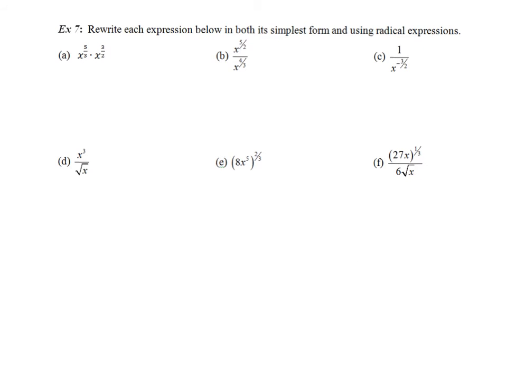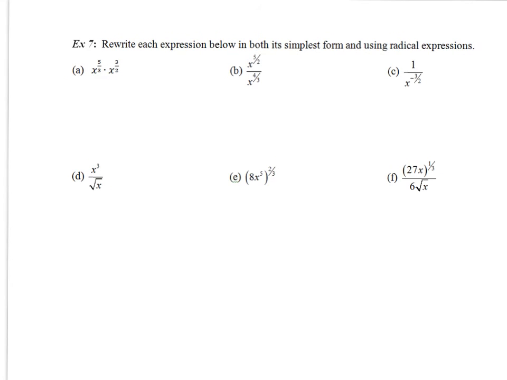For this last example in this lesson, we're going to review our exponent rules. So in part A, we see that we've got x to the 5/3 times x to the 3/2. When we're multiplying, we need to add exponents together. So this is going to be x to the 5/3 plus 3/2.